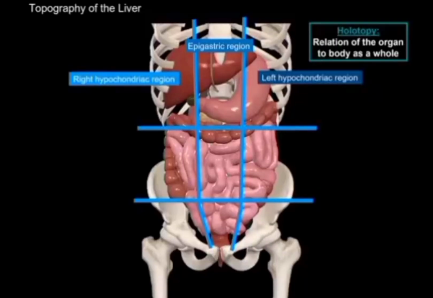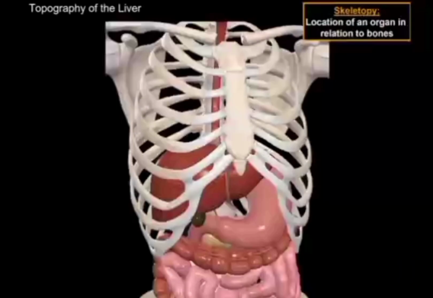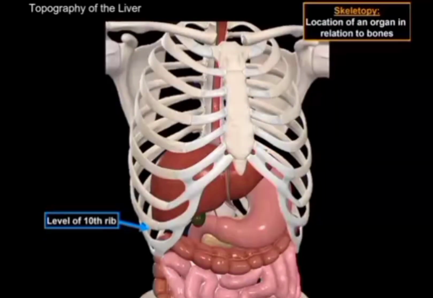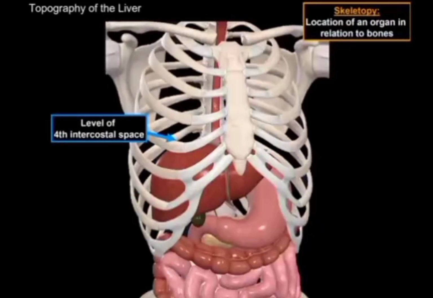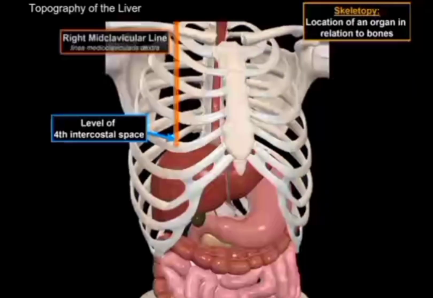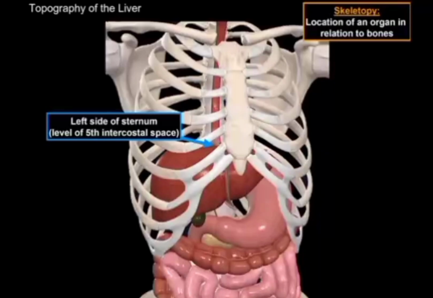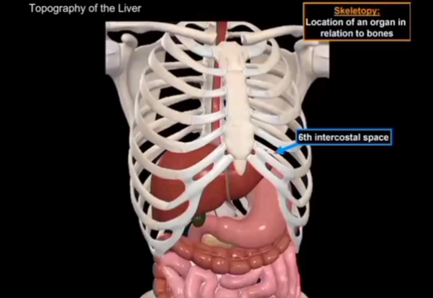From a clinical perspective, we visualize the borders of the liver by using the skeletopy of the liver, meaning its position in relation to our bones. As you see here, the superior border starts at the level of the 10th rib and then extends up to the level of the 4th intercostal space at the region of approximately the right midclavicular line. And then it goes to the 5th intercostal space, left to the sternum, and then it ends at the 6th intercostal space. So that's the superior border.